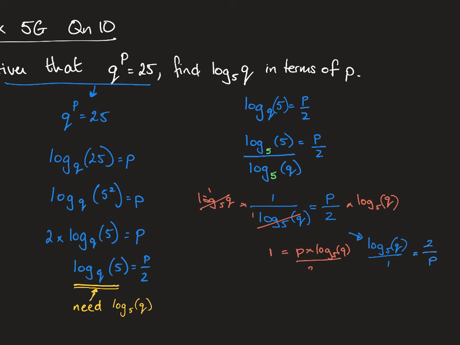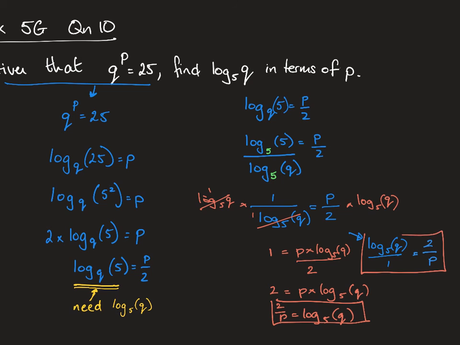over 2. Multiply both sides by 2, so you'll get 2 is equal to p times log to the base 5 of q. Divide both sides by p, gives you 2 over p equals log to the base 5 of q, which is what we got over here. And that's why you can do that process of just flipping this and flipping this.